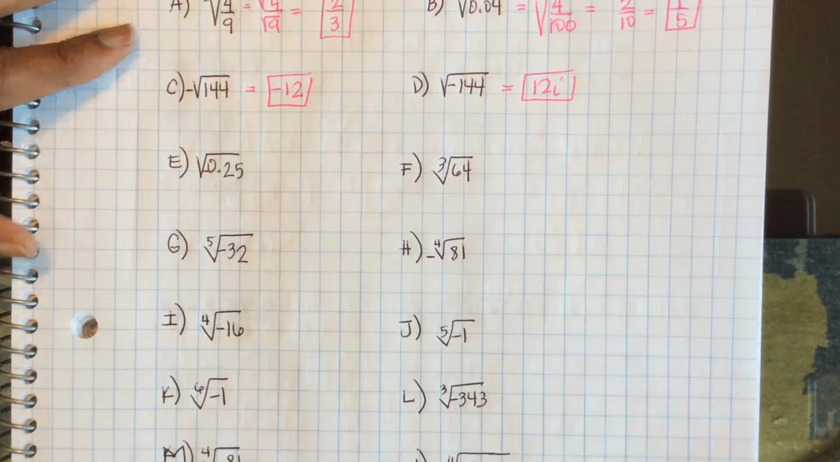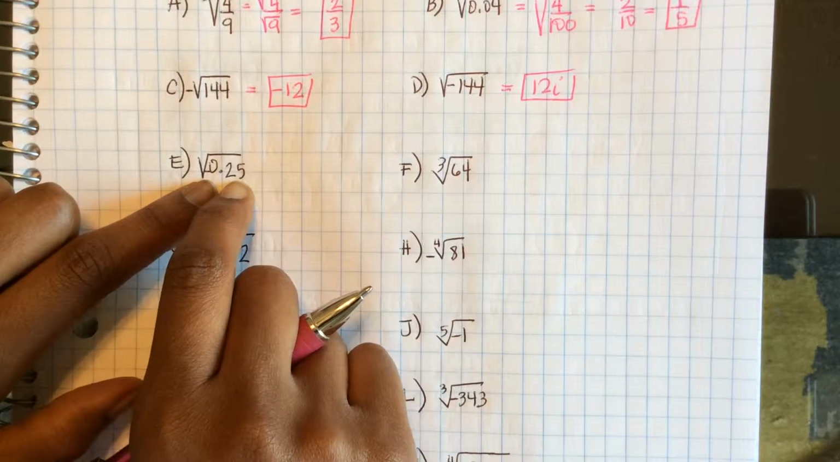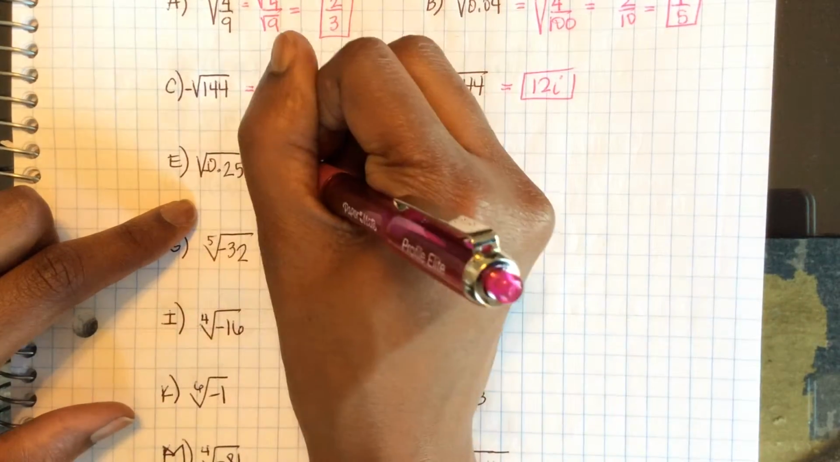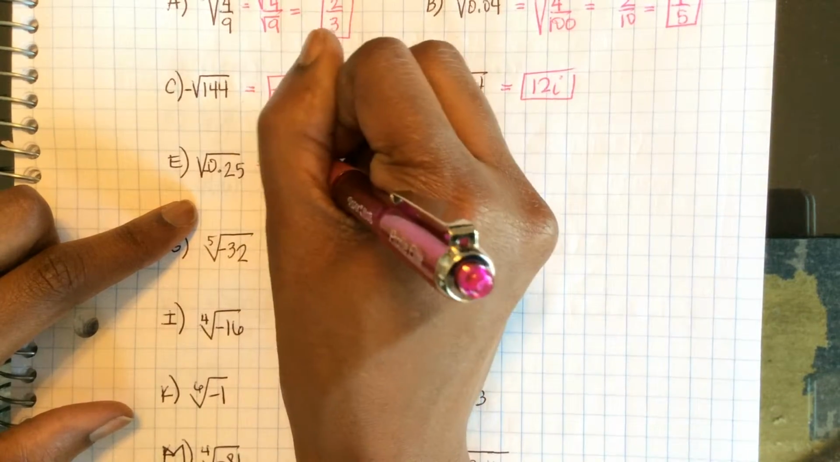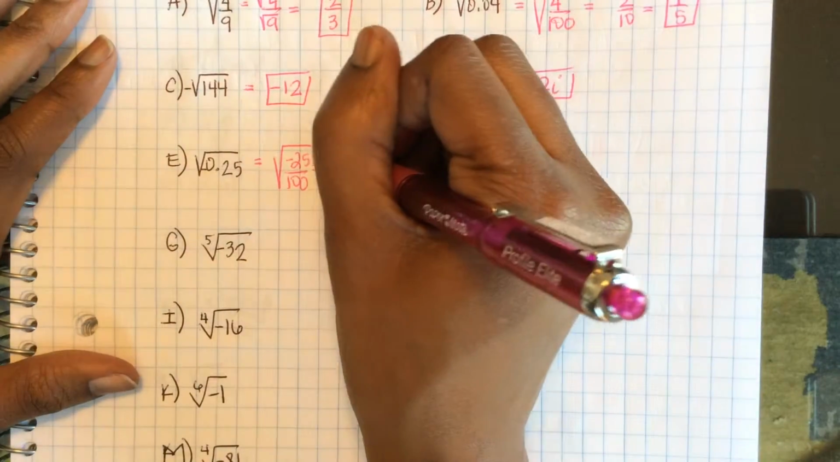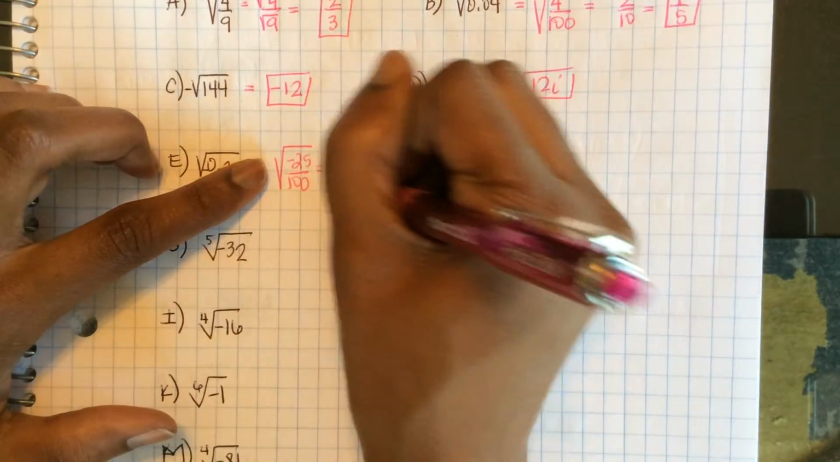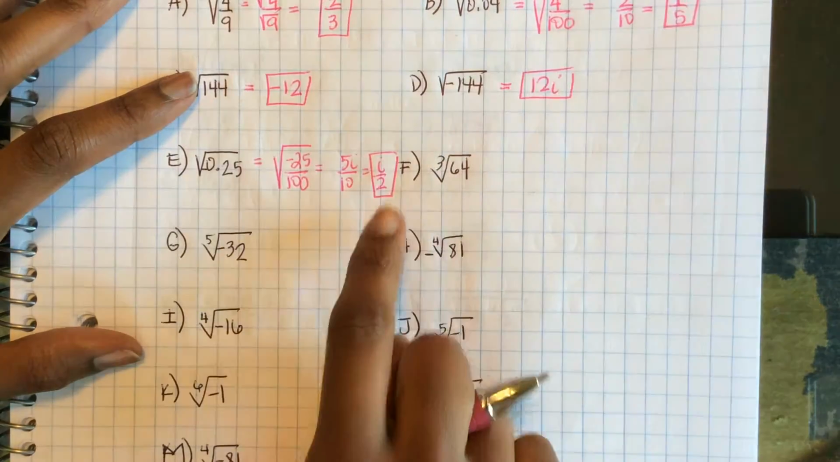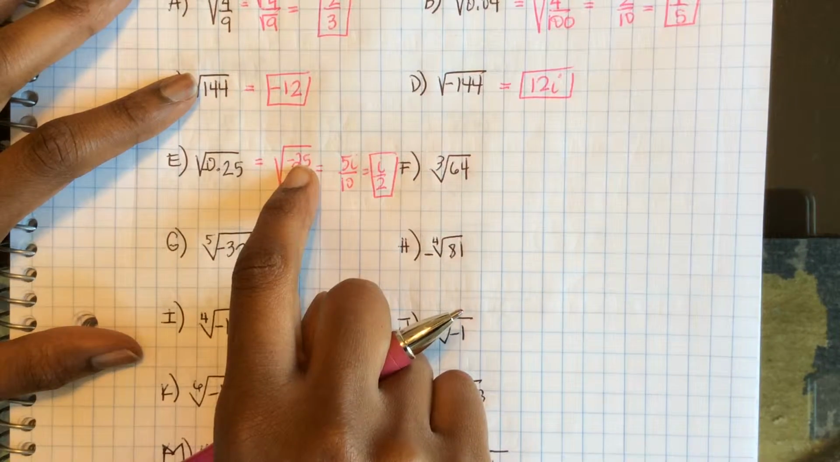In example E, once again, I have a decimal. This is 25/100ths. So this is square root of -25 over 100. Square root of -25 would be 5i over 10 or i over 2. An imaginary root because it's negative.